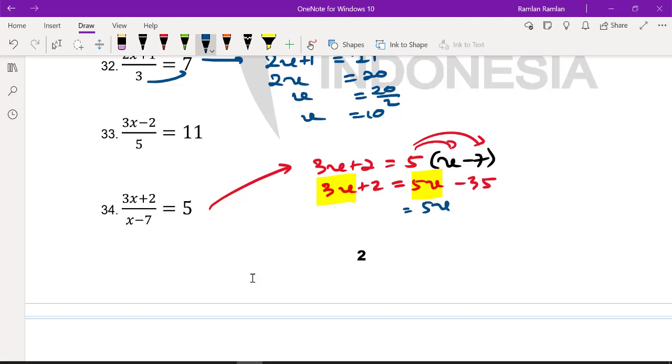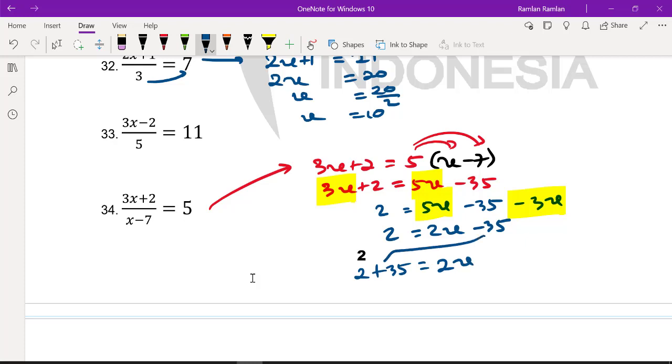Okay, let's do it one by one. So this is minus 35. The 2 stays there, but the 3x goes here, right? Subtract both sides by 3x. These two are like terms, right? So the 2 stays there, and 5x - 3x is just 2x - 35. Now I'm going to remove this one here, just add 35 to both sides. So this will be 2 + 35 = 2x, right? Now 2 + 35 is 37, and then divide both sides by 2, and you'll get the final answer.